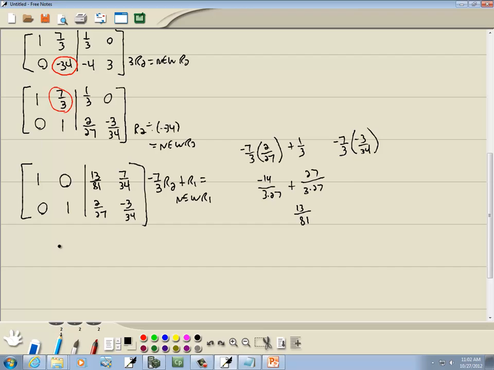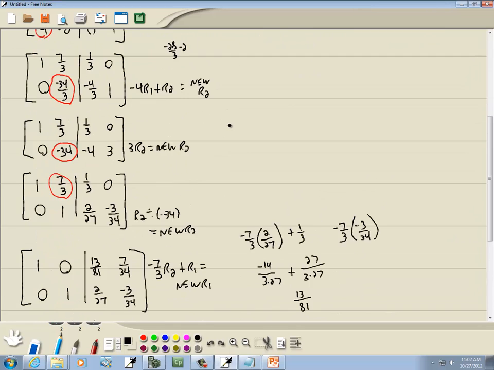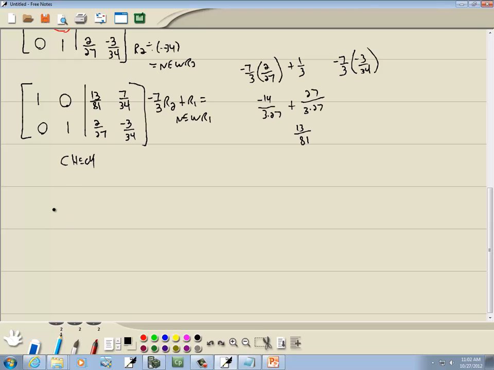How can I check it? Well, if I take my original A, and this is checking it by hand, of course. Original A was 3, 7, 4, negative 2. If I multiply that times this, so we're saying that's our inverse now. 13 over 81, 7 over 34, 2 over 27, negative 3 over 34.